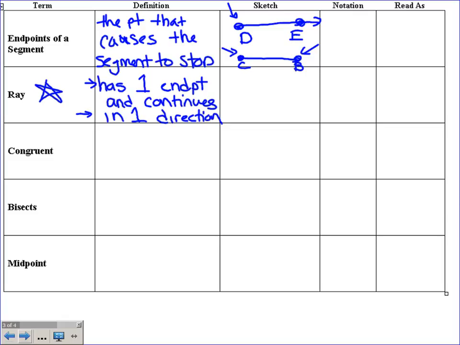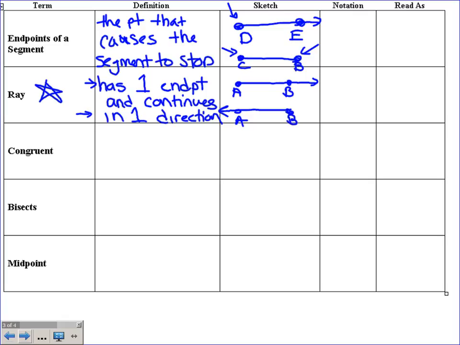Basically, we're going to start here at A. We're going to go through B forever. We're going to start at A, go through B, and continue in that direction forever. Similarly, we could start over here at B and go in the direction of A forever. So these are two different things. These are named differently, so be careful with this.